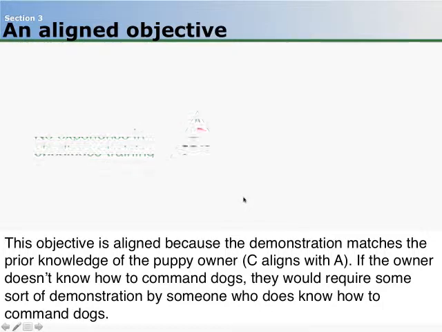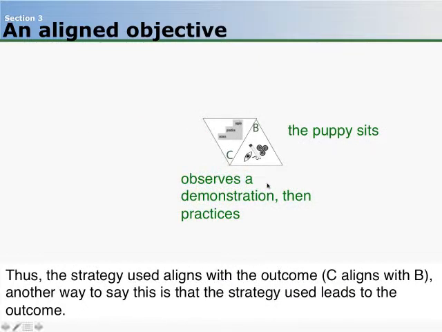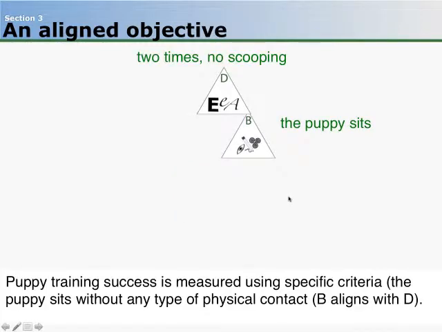This objective is aligned because the demonstration matches the prior knowledge of the puppy owner, so C aligns with A. If the owner doesn't know how to command dogs, they would require some sort of demonstration by someone who does know how to command dogs. Thus, the strategy used aligns with the outcome. The puppy sits without any type of physical contact, so B aligns with D.